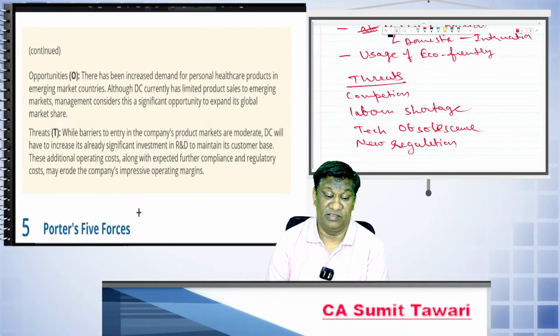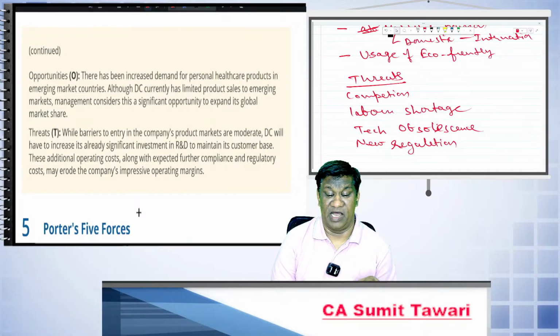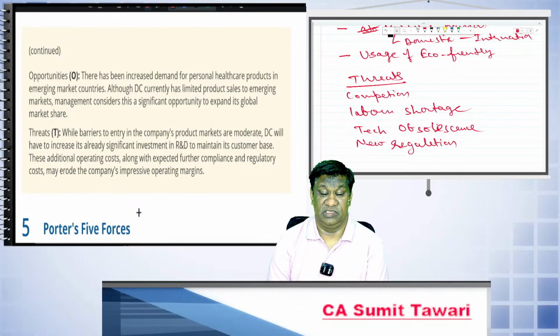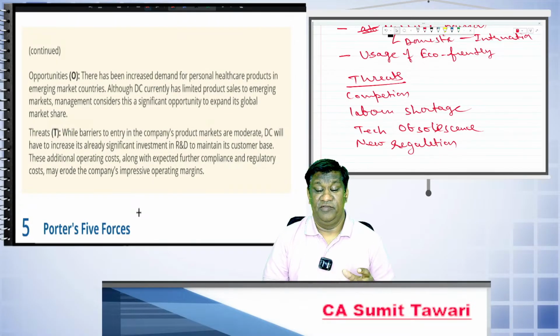Then this additional operating cost, along with expected further compliance and regulatory cost, may erode the company's impressive operating margin. It means if they are planning to do some R&D or produce some new product, they need to bear an additional cost, and they need to face some compliance and regulatory cost. So this may erode the company's impressive operating margin. Whether the R&D is successful or not is contingent, so that's why this becomes a threat.